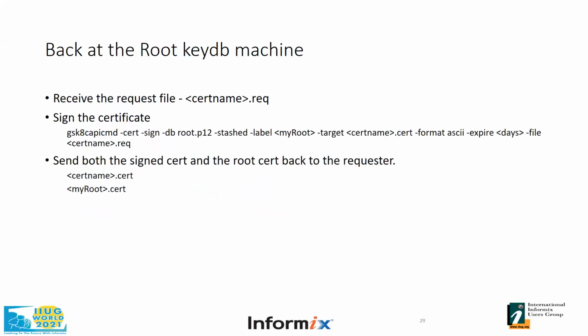Okay, so now at your root KDB machine where you're going to sign the certificate for someone who requested it, you get the request file and you sign the certificate using the certificate sign command. Okay, you specify which certificate you're signing it with and the file name that you're going to create when you sign the certificate. You specify how long you want the certificate to last. Typically, we do a year.